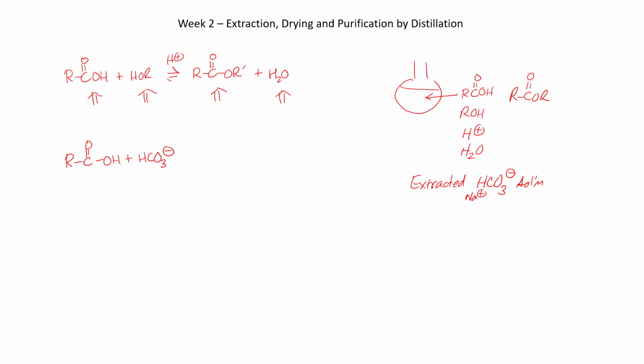And the bicarbonate would have deprotonated the carboxylic acid. We would have made the carboxylate salt. The salt just means it's the deprotonated carboxylic acid, and we would have formed carbonic acid. Now, the problem with carbonic acid is it is unstable. It would break down into CO2 and water.